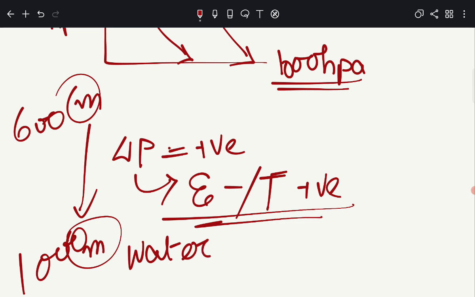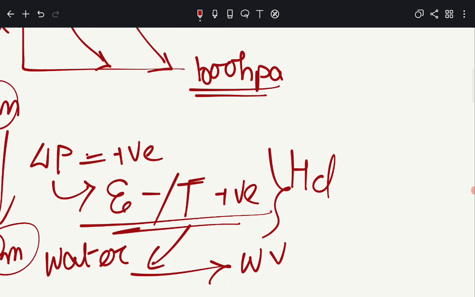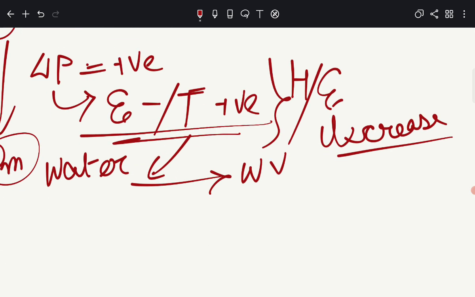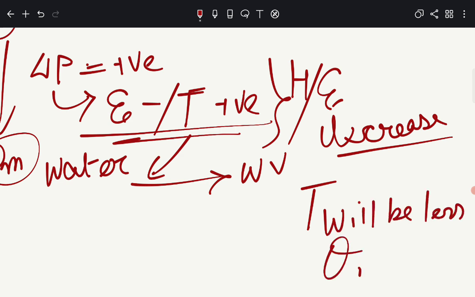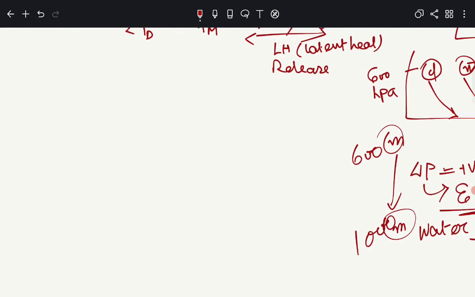If that water takes that energy and becomes water vapor, then obviously our energy decreases in comparison. So heat or energy, both of them decrease. If that decreases, then obviously our temperature will be less. If temperature is less, then theta e will also drop, right? So this is the way of understanding it.